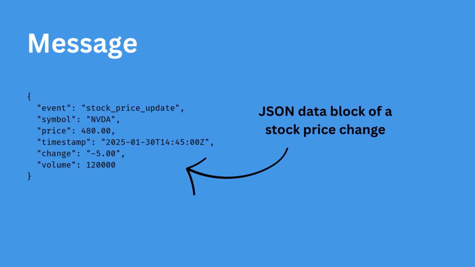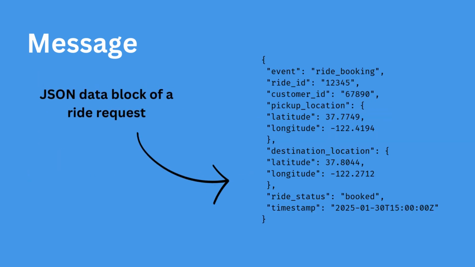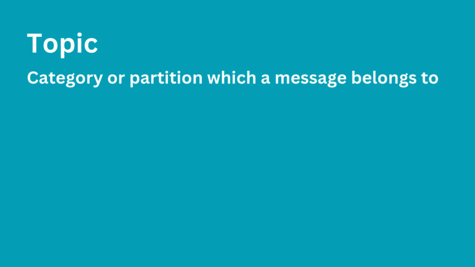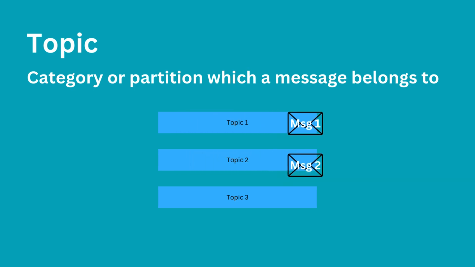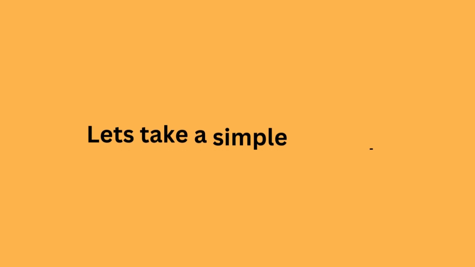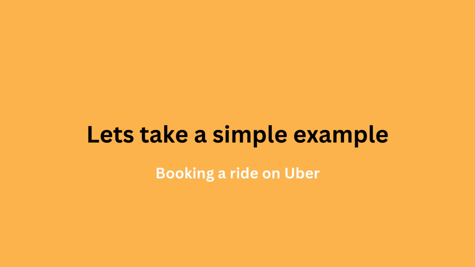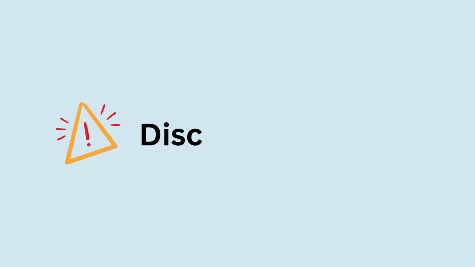A message is one data block, details of stock prices at one point in time, or information of a ride like the destination or the pickup location. And finally, a topic is a category or a partition which organizes these messages depending on a certain characteristic. To get a better understanding of this in much simpler terms, let's take the scenario of us booking a ride on Uber. Now, this might not be the actual process of Uber, it's definitely more optimized than this, but this is enough for you to get an idea.